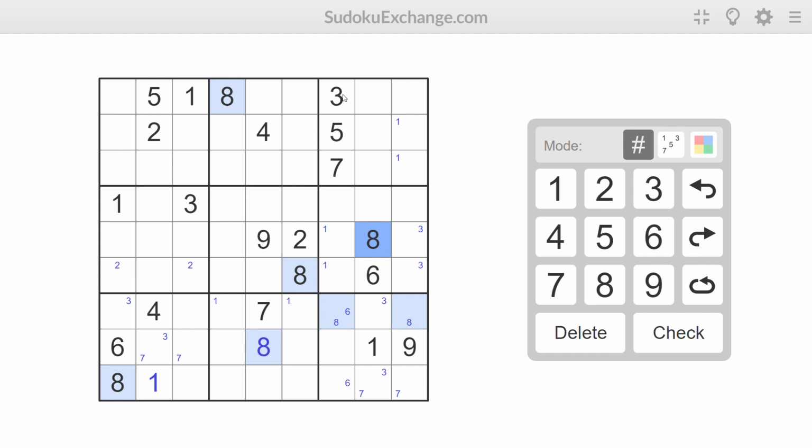And this column cannot have an 8. This column cannot have an 8. And out of these three cells, this cell cannot have an 8 because this 8 is already in this row. So we're left with these two. Let's put an 8 here. So now we've got a 1 8 pair. So these two cells can only contain a 1 or an 8.